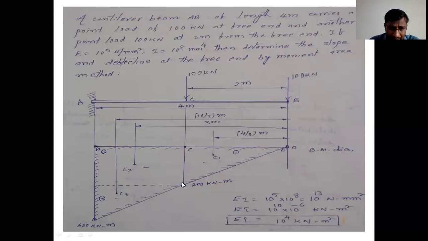2 into 200 is 400. It is 200, it is 400, 600. Plus this triangle is also there. Half into this height into this length. Length is 2 meters. Half into 2 into this height. How much is this height? Total 600 minus this is 200. This height is 400. Height of this triangle is 400. Okay, half into 2 into 400. Therefore, 400 is the area of this triangle. So 400 plus 400, 800 plus 200, total 1000 kilonewton meter.